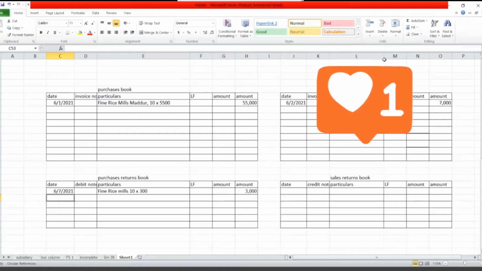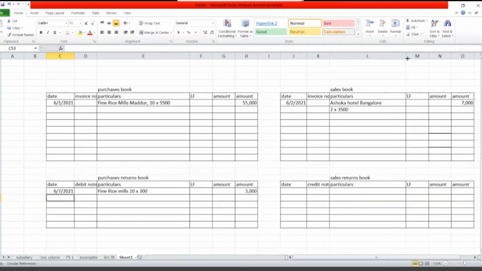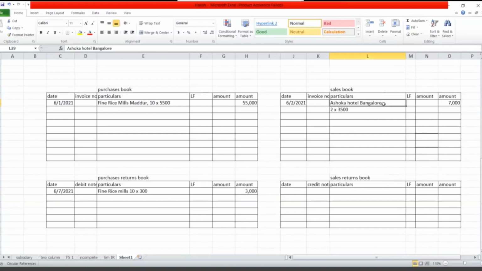Next transaction. On 7th, sold 20 kgs of coffee powder to Janapriya Hotel. I will increase this one so that I can enter this transaction here. Here itself I am writing 2 into 3,500, so this cell will be empty for me. After the 6th, what are we writing? This has taken the dates automatically. Okay, fine, let it be. No issues.